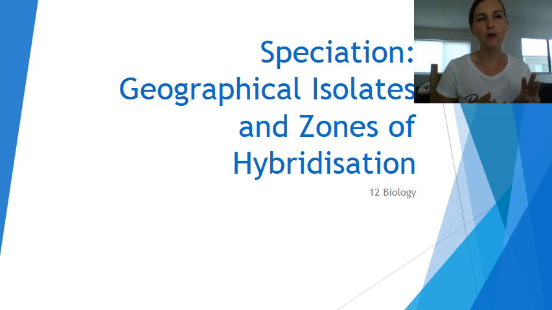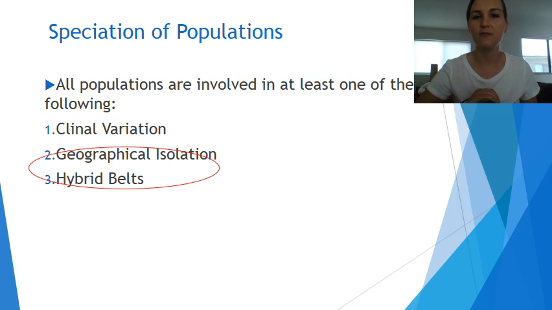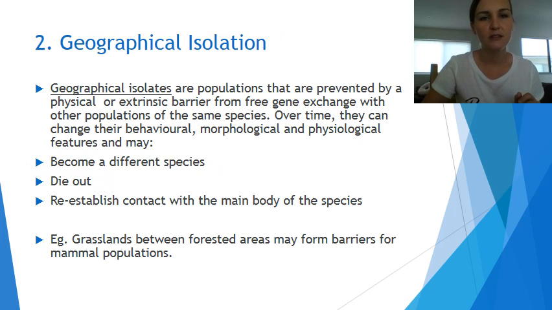Now, we know that all populations will exhibit one of these three things. Okay, so clines, geographical isolates, or zones of hybridization. I've just explained this already, and today the two that we're looking at are on the screen. Okay, so what is geographical isolation?